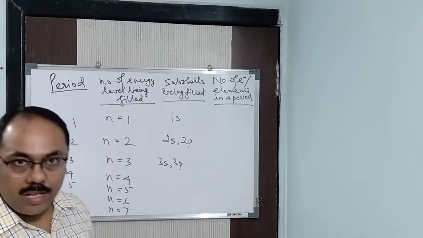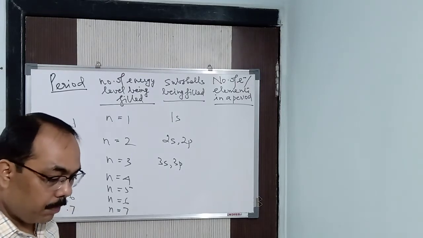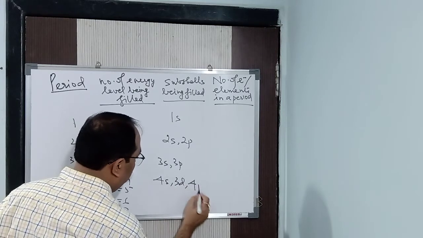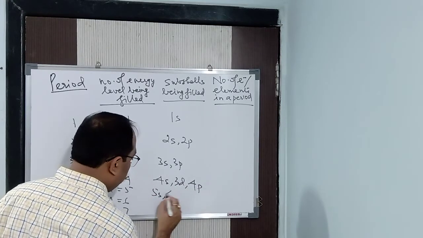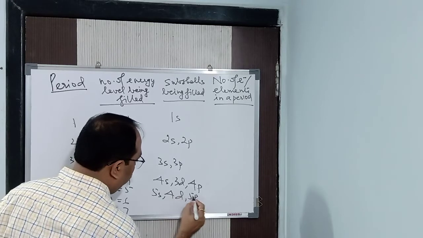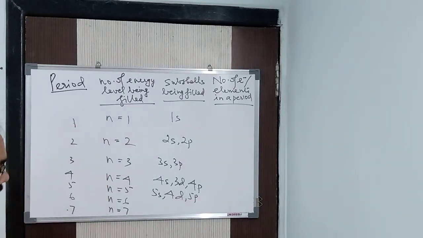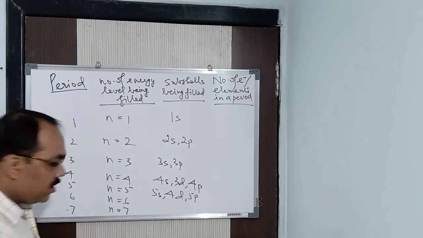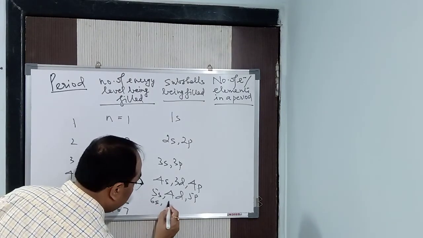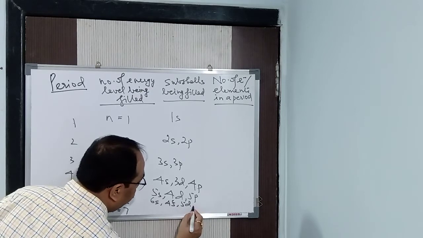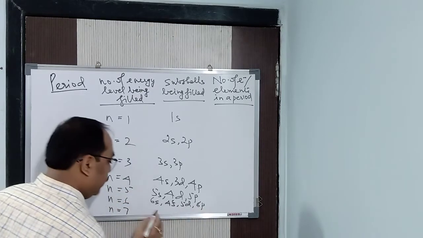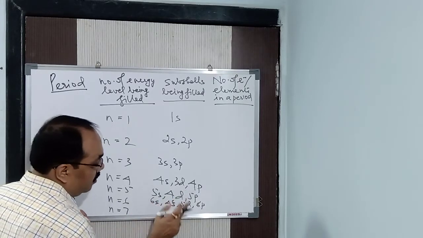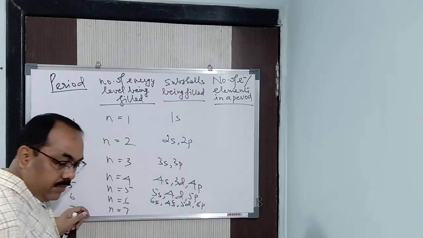that is 4s, 3d and 4p. In this way, 4s, 3d, 4p. Then it will be 5s, 4d, 5p. The fifth one, I have written it. Then sixth, it will be 6s, 4f, 5d, 6p. I don't have the space. 6s, 4f, 5d and 6p. Similarly, for the seventh, you write it down: 7s, 5f, 6d, 7p. Alright?